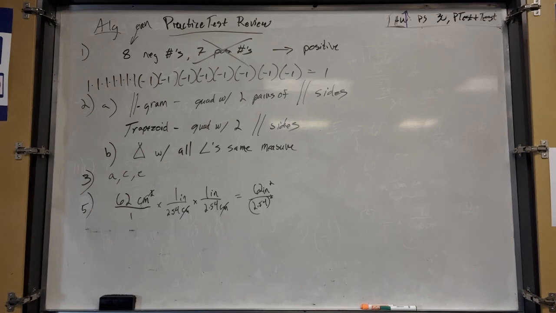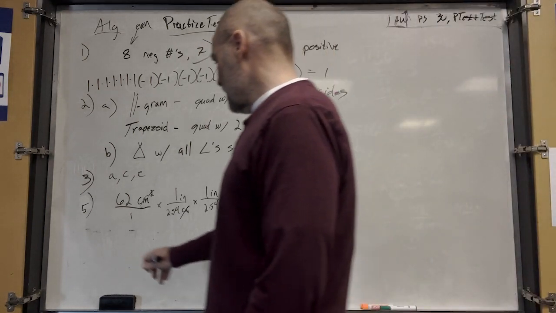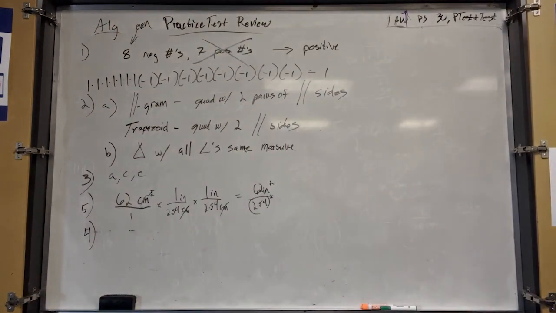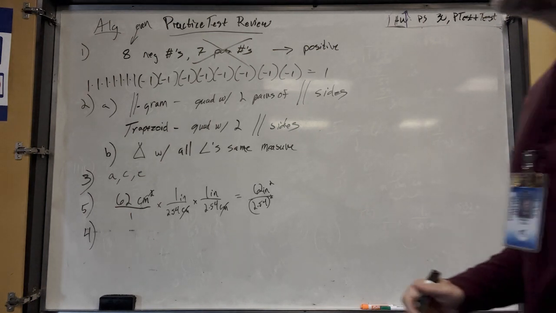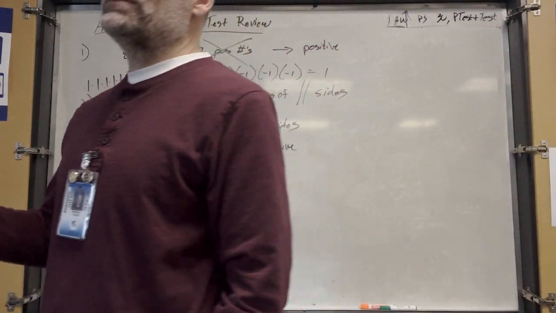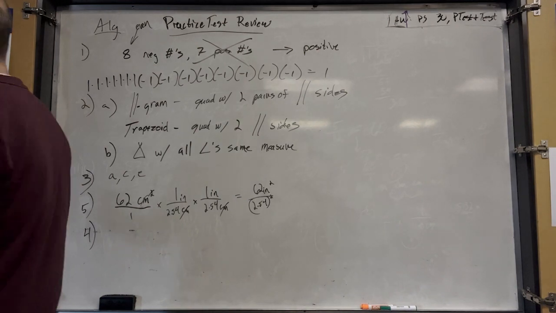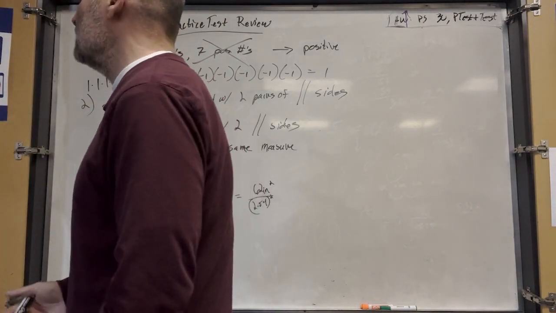Okay, let's go back to four. Now this is two unit multipliers, even though you only went from one town to the next, because we're converting an area. When we convert volume, guess what? You're going to do everything three times instead of two times. So this is two unit multipliers because you're going to two different towns. First you have to go from inches to feet, and then from feet to miles.